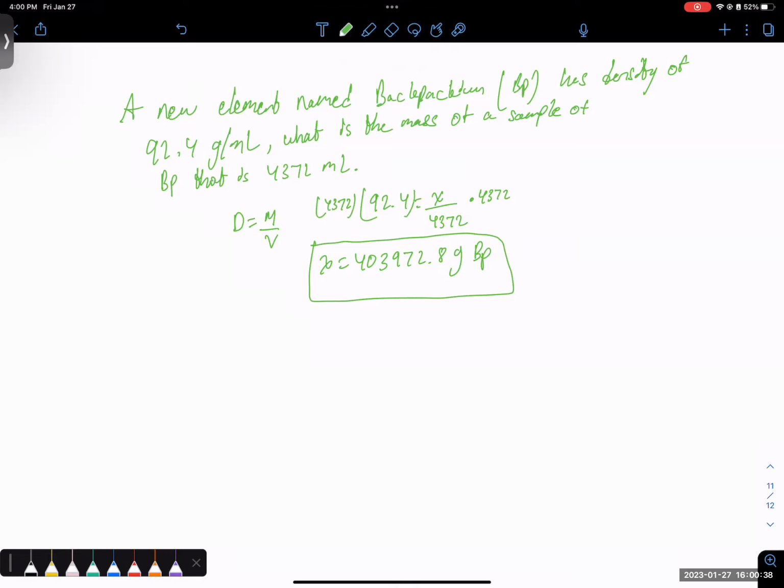Do you have any questions about that? Person who asked for density problems, do you feel better about them now? About significant figures.